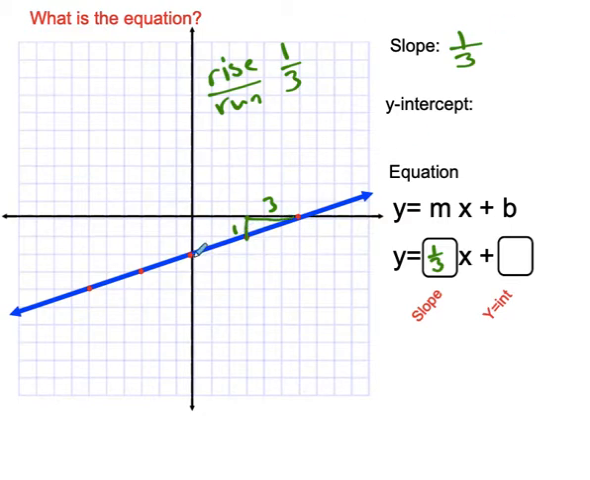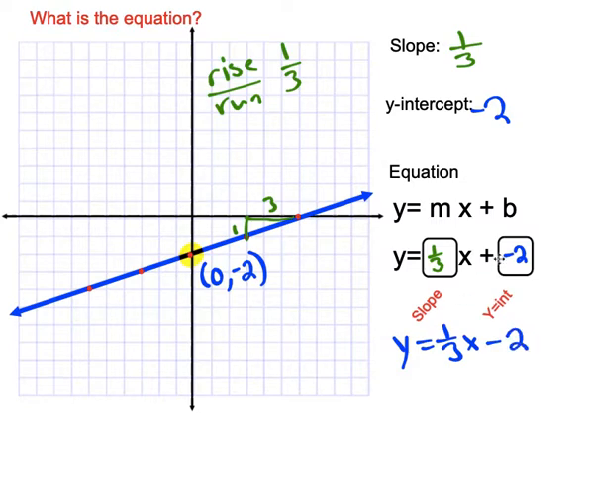Next up is the y-intercept, this point where it crosses. And if I'm going to look at that, it's 0, -2. So my equation is y equals 1/3 x plus -2, or some people would write it y equals 1/3 x minus 2. Either way, you'll notice there's a -2 at the end. That tells me it crosses at this point 0, -2.